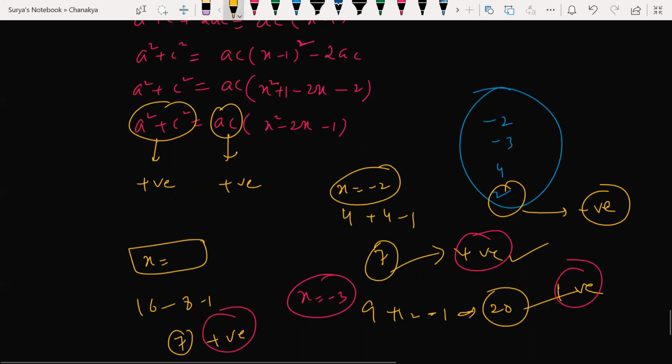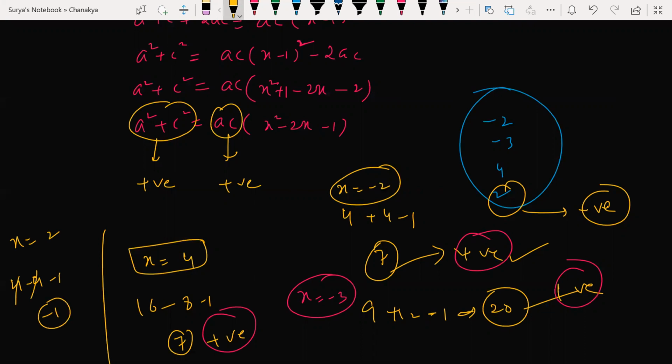For X value 4, right? Now for X value 2, what are you going to get here? 2 square is 4 minus 1. So minus 1 I'm getting, which is negative. So X cannot be 2. If X value is 2, it is going to be negative. All right. Getting my point?